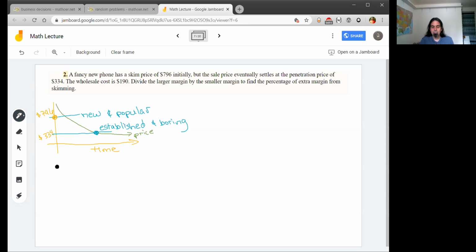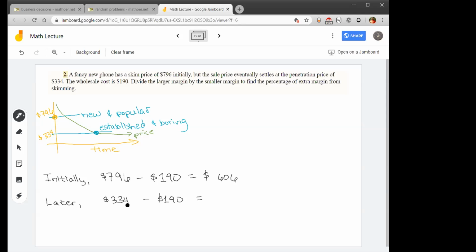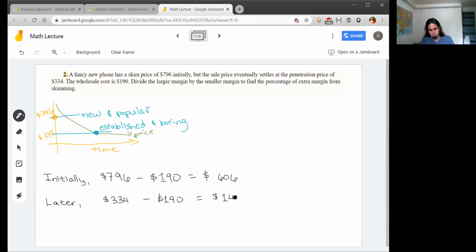Okay. So how much money were they making? What was their either margin or markup amount, whatever you wanted to call it, at the beginning? So initially, every time they sold one of these things, they would make $606. So 144 would get me to 200, so 144.